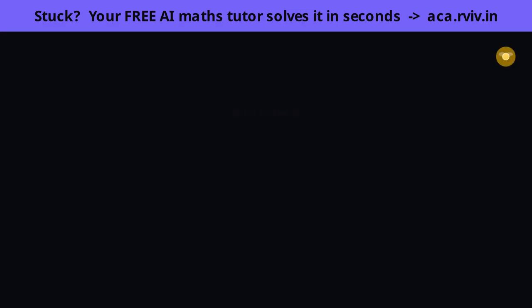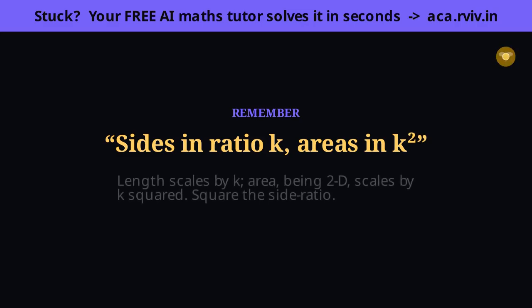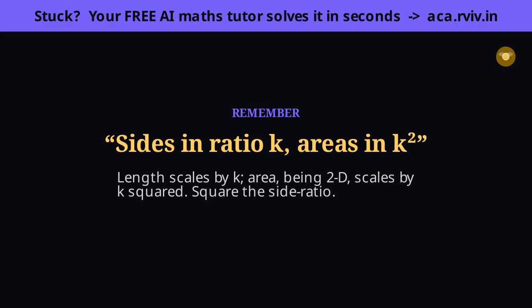And one more chant to carry into the hall. Sides in ratio k, areas in k squared. The reason is built right into the words. Length is one dimension, area is two. So whatever factor the sides scale by, the area scales by that factor multiplied by itself. Say it until it's automatic, and square the side ratio every single time you meet an area.